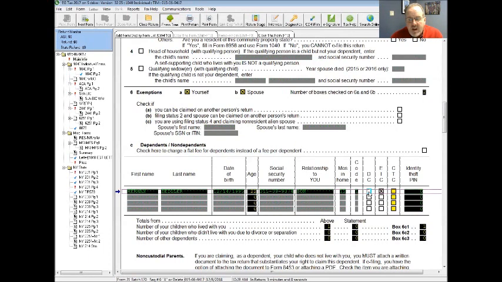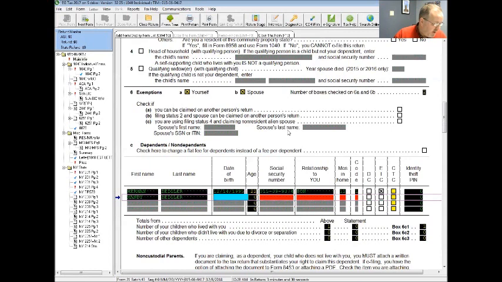DC, this one I would check if I saw that Herman was 5 years old. DC is dependent care. I always have you check earned income credit just because it's not going to hurt the return. It won't be calculated if they're not eligible, but it's always good to have on there because that's a big credit for a lot of people, and we want to make sure that we don't miss it. Okay, we have Mandy as their daughter.